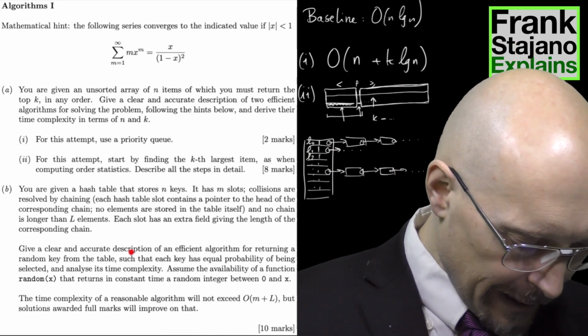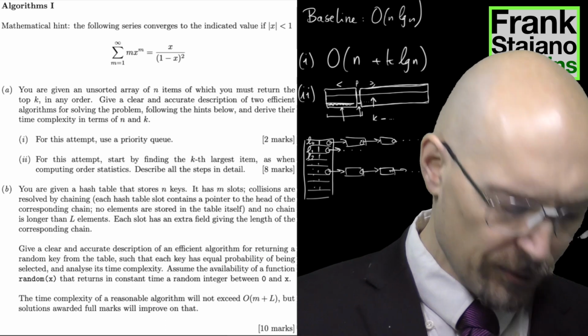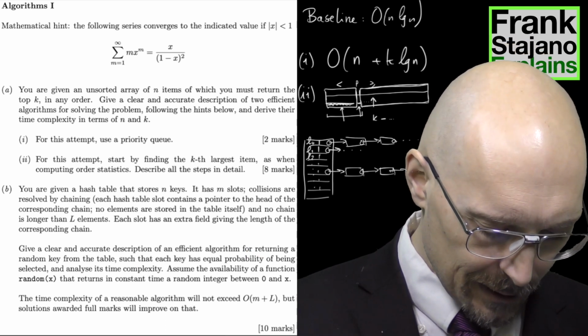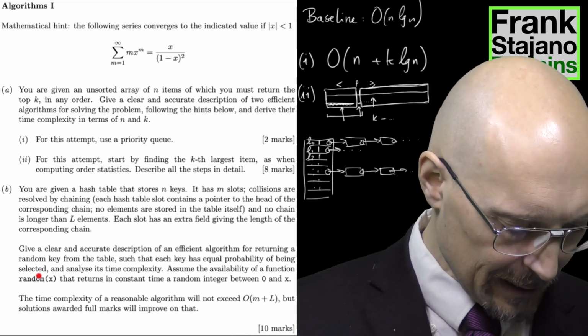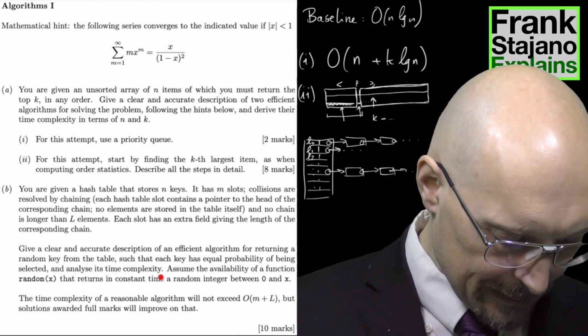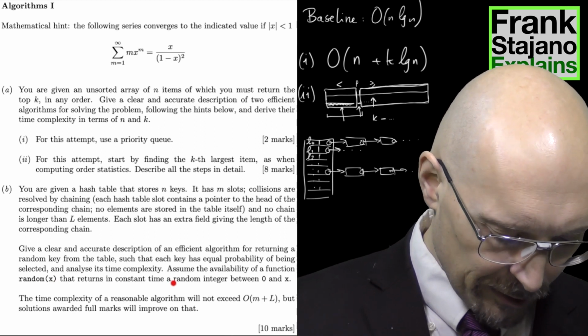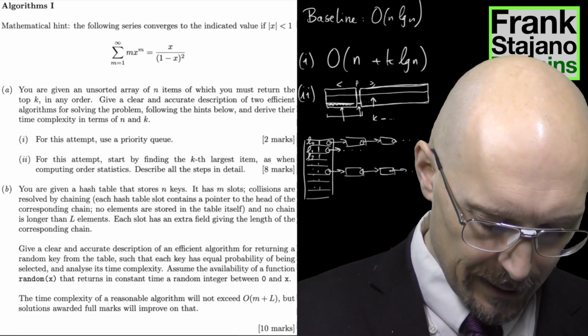Now, give a clear and accurate description of an efficient algorithm for returning a random key from the table, such that each key has equal probability of being selected, and analyze its time complexity. Assume the availability of a function random x that returns in constant time a random integer between 0 and x.